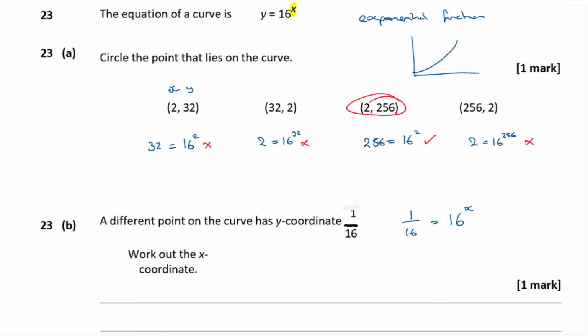So I know straight away what that is. That has to be that x is equal to -1, isn't it? Because anything to the power of -1 kind of flips the fraction upside down. So 16 to the -1 is going to be 1 over 16.